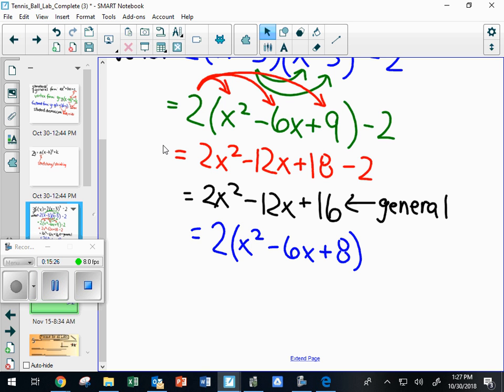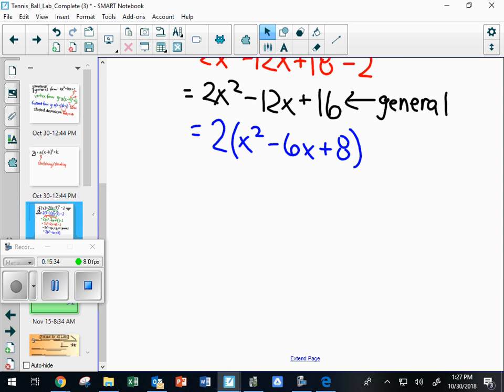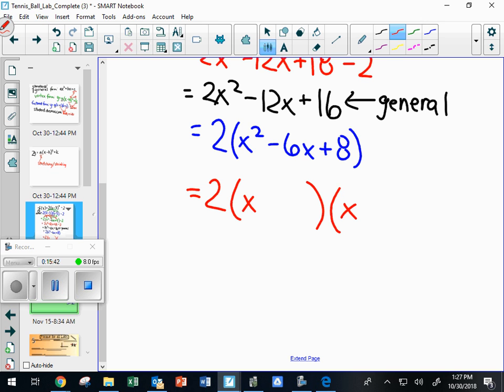Take 10 seconds. Think about what the 2 factors could be. All right? Right. Who thinks they have a guess? Doesn't have to be right, just a guess. Yes. X minus 2 and x minus 4. All right. We have a guess.